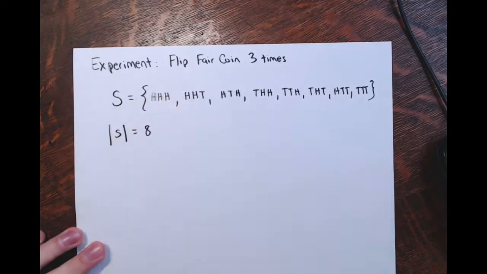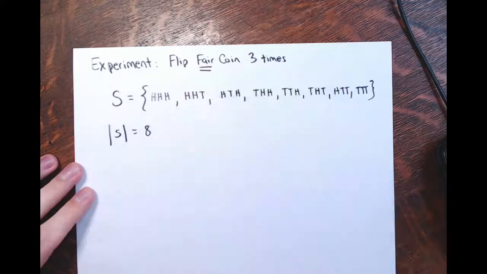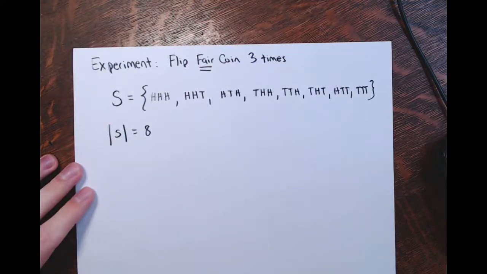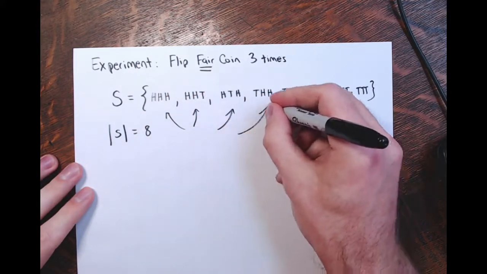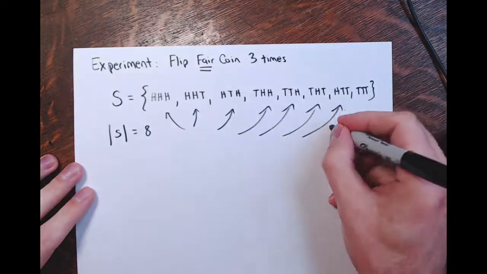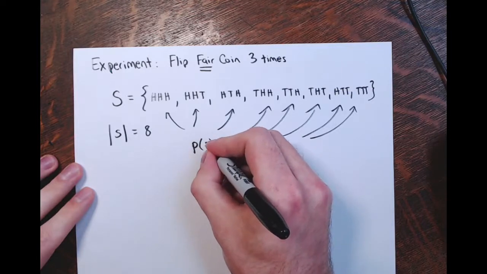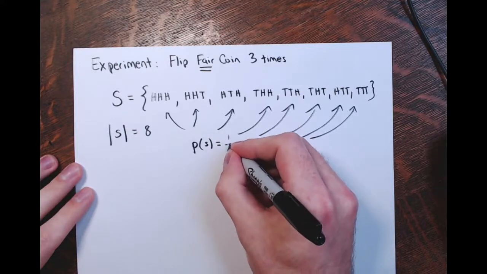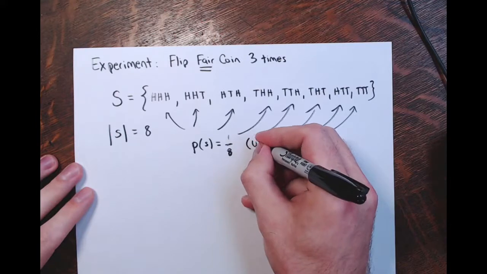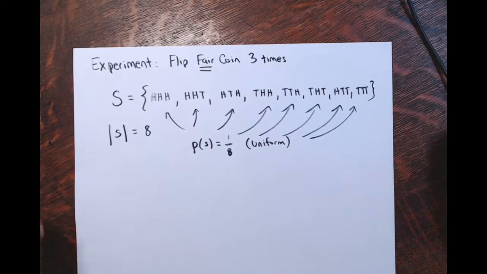You had 2 times 2 times 2, two possibilities for each flip. And the fact that it's a fair coin means that every single one of these has the same probability, just like the fair dice example. So the probability of each outcome is 1/8. So this has a uniform distribution. Every single outcome has the same chance of occurring, about 12.5%.